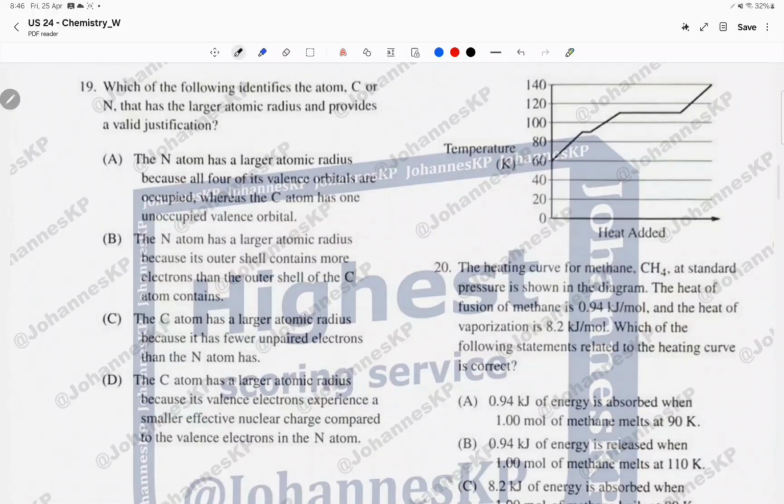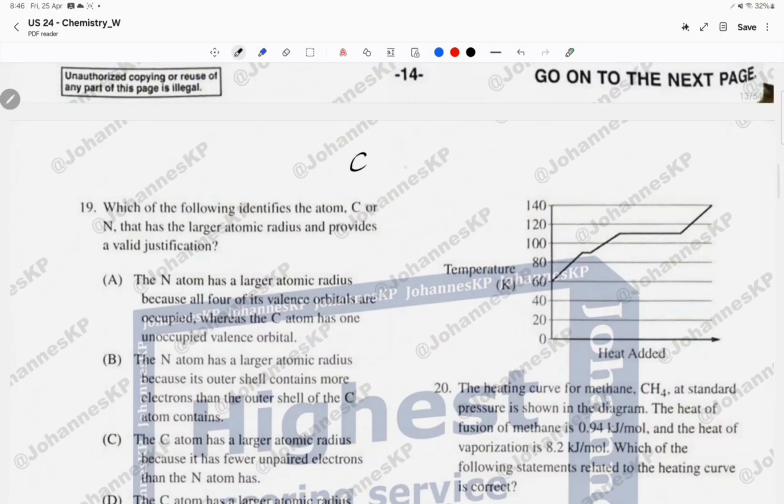Question 19. Which of the following identifies the atom, C or N, that has the larger atomic radius and provides why? So look, C and N are basically placed next to each other in the same period, and N has more protons, while C has less protons. And if they're in the same period, the one with fewer protons will have the larger atomic radius. So C must have the higher atomic radius, so it's not going to be A, and it's not going to be B.